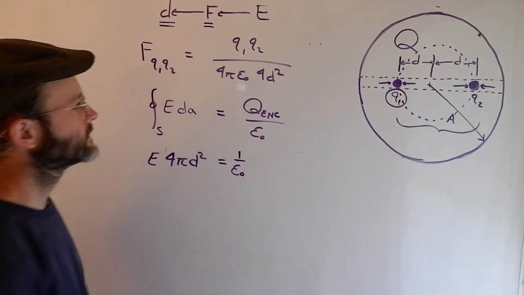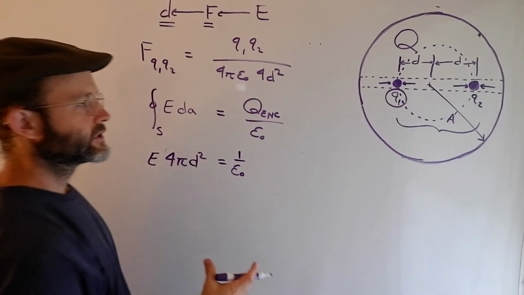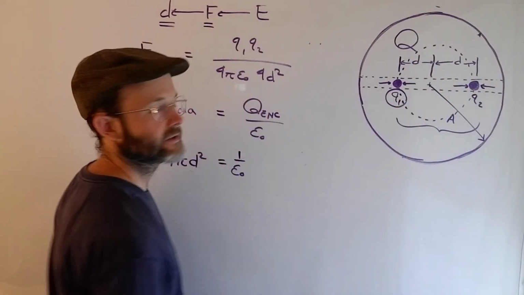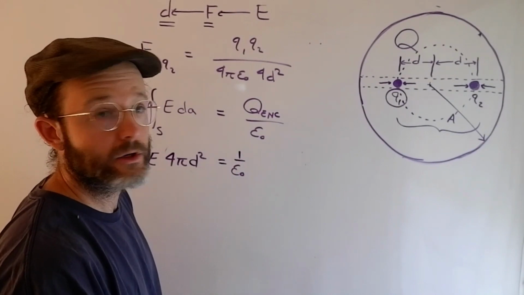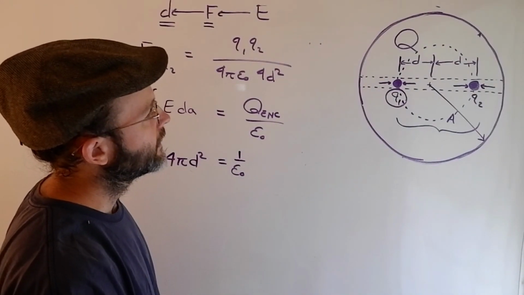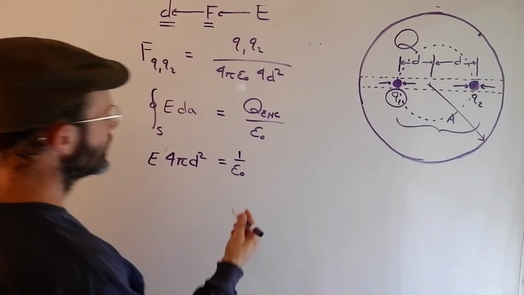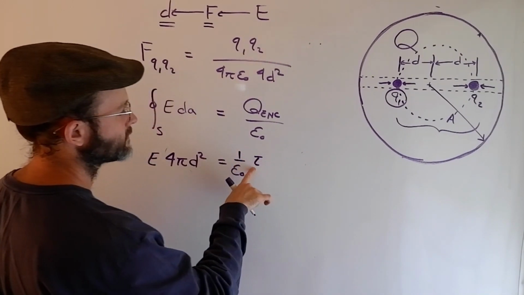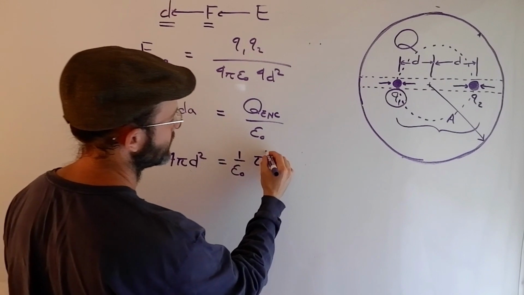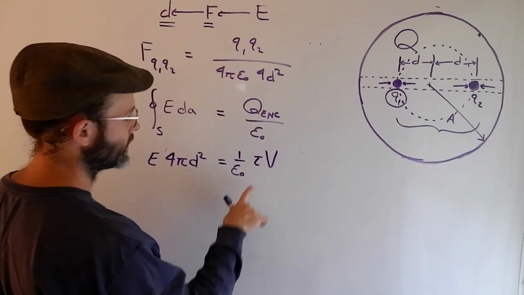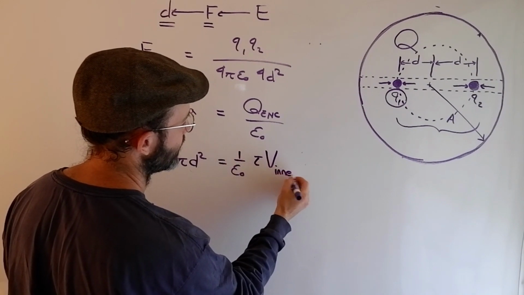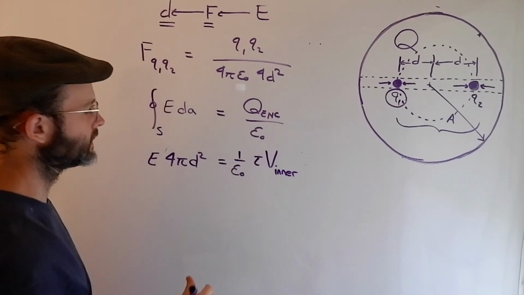Q enclosed is the amount of charge that is within this Gaussian surface. So how can we calculate that? A total charge is the same as multiplying its charge density by the volume in question. So if we could find the charge density, multiply it by that inner volume, then we would have Q enclosed.